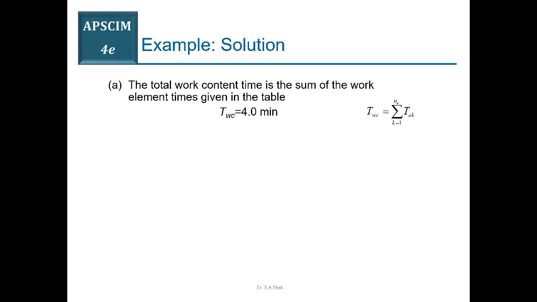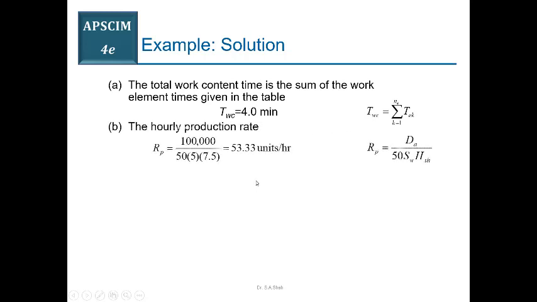So this one comes out to be exactly 4 minutes work content time. Second, you have to find the production rate. I told you that if the cycle time is given, you can simply use the relation between the production rate and cycle time. So RP will be equal to 1 by TC, and from there you can find it.